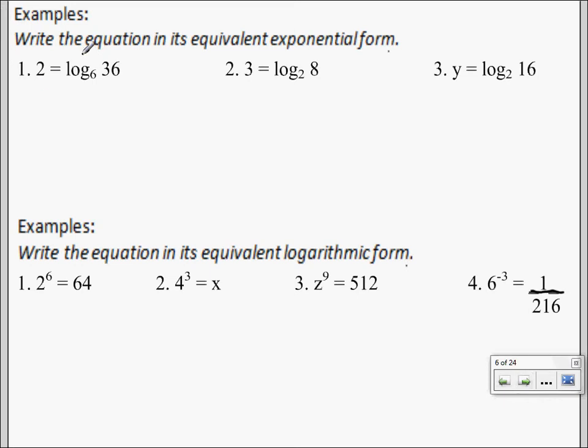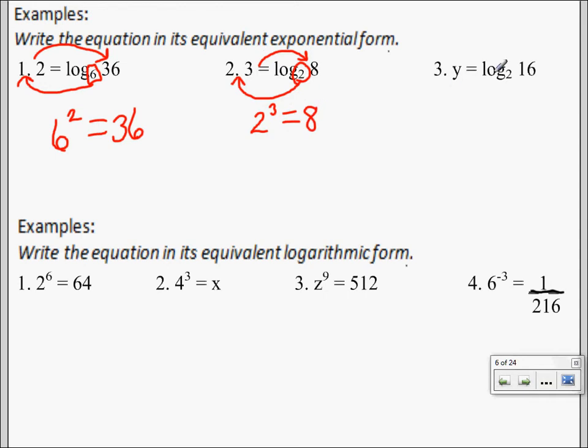So if we take that note, we can do these examples first: write the equation in its equivalent exponential form. We take the base of our log, which is 6, to the power that is here for the second equals, 36. We'll do the same thing for number 2. Have our log come out in front, follow with our equal sign equaling 8. So we're going to have our base of 2 to the power of 3 equals 8.